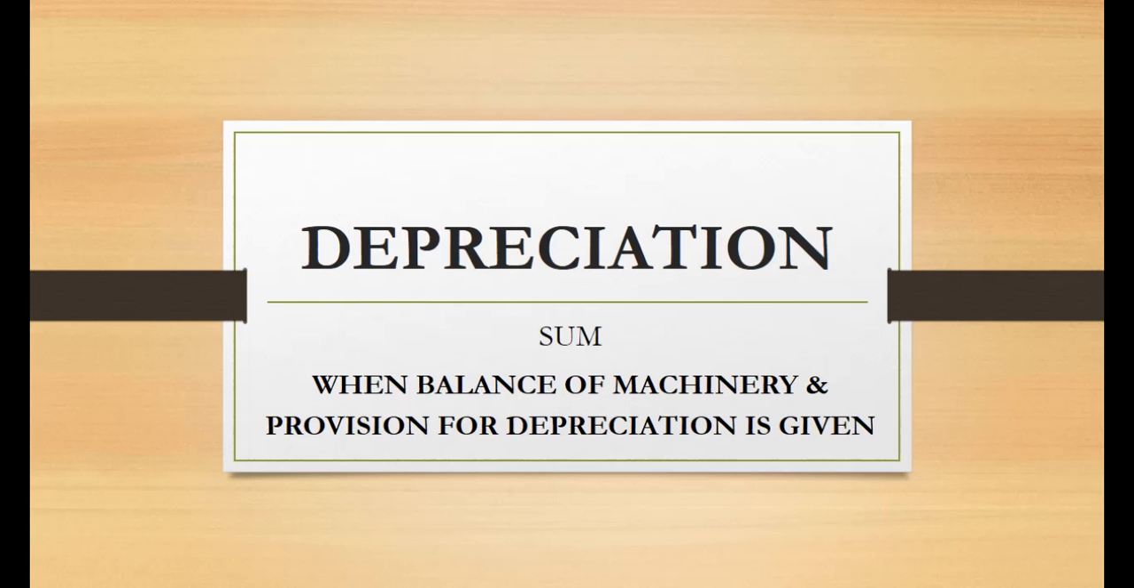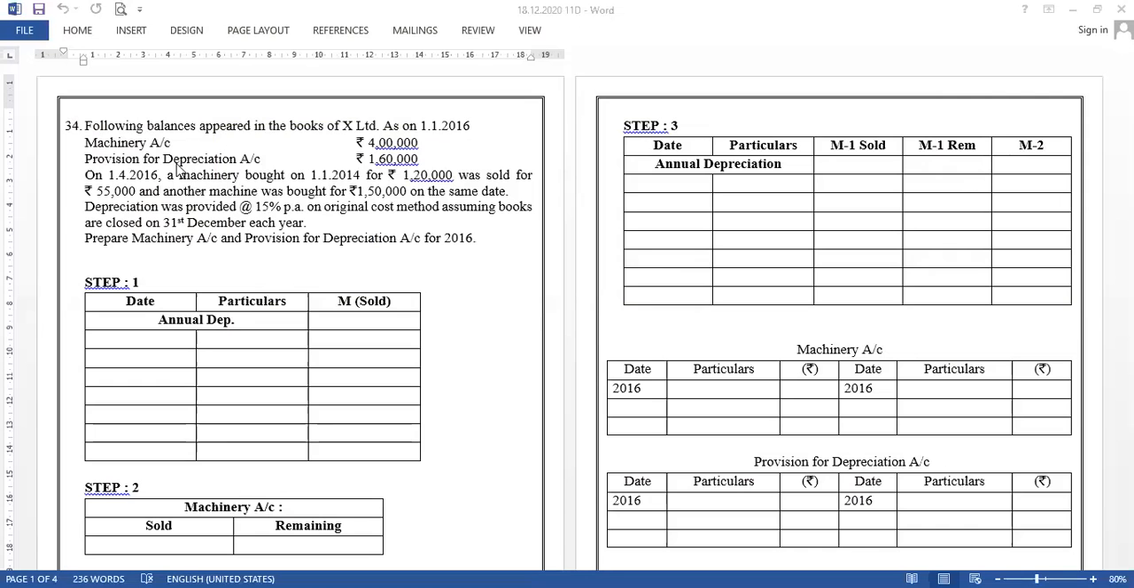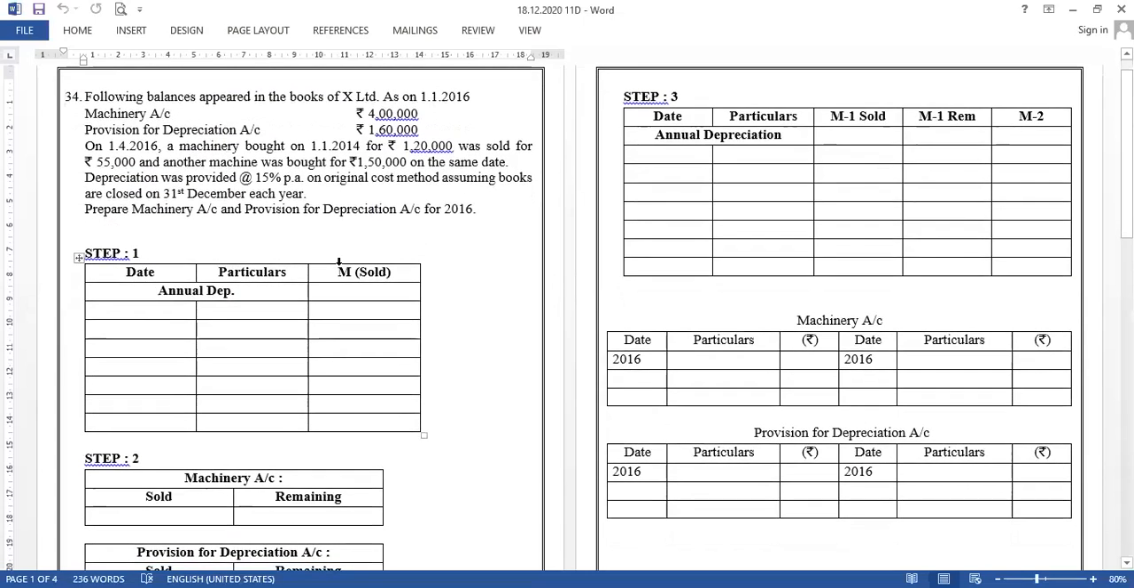So let us start. Following balances appeared in the books of X Limited as on 1/1/2016. Okay, so this date is always important. If the opening balance is given as on 1st of January, that means the year ending should be the December ending, right? You can see that over here, 31st December each year, right? So these dates always play an important role.